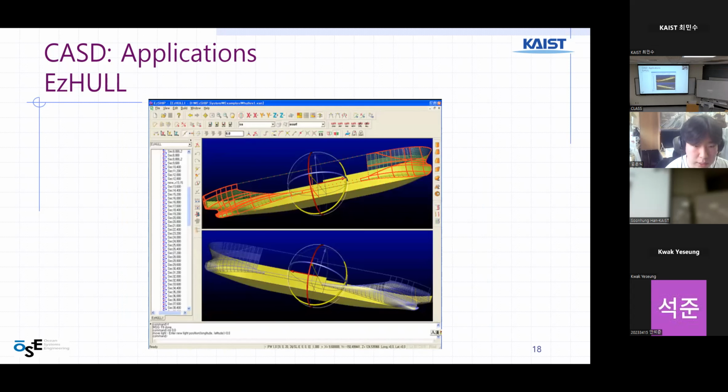ShipConstructor is a software solution designed for the shipbuilding and offshore industry. It focuses on the design and modeling of the hull, making it specialized for naval architecture, marine engineering, and ship design.